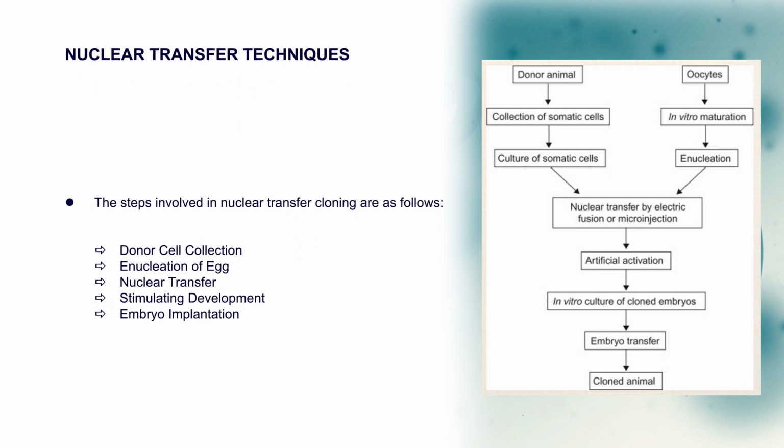This creates an empty egg with no genetic material. In the third step, we transfer the nucleus into the enucleated egg. The nucleus from a somatic cell is extracted and transferred into the enucleated egg. This can be done through a variety of methods, including microinjection or cell fusion methods.